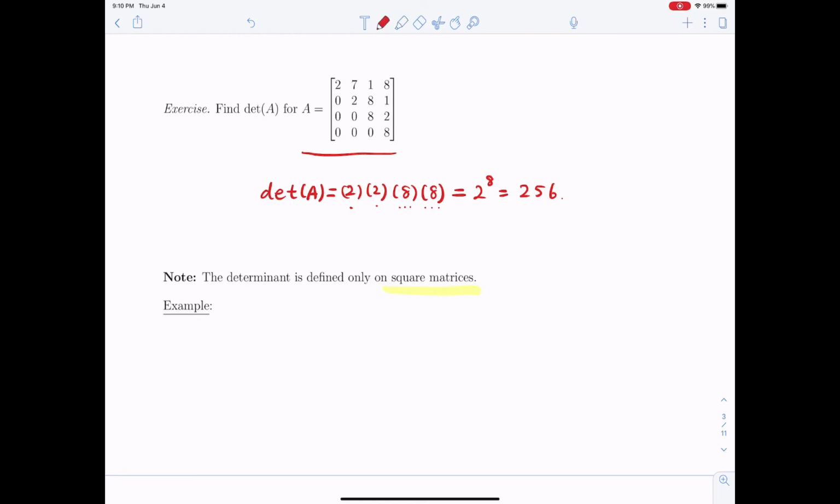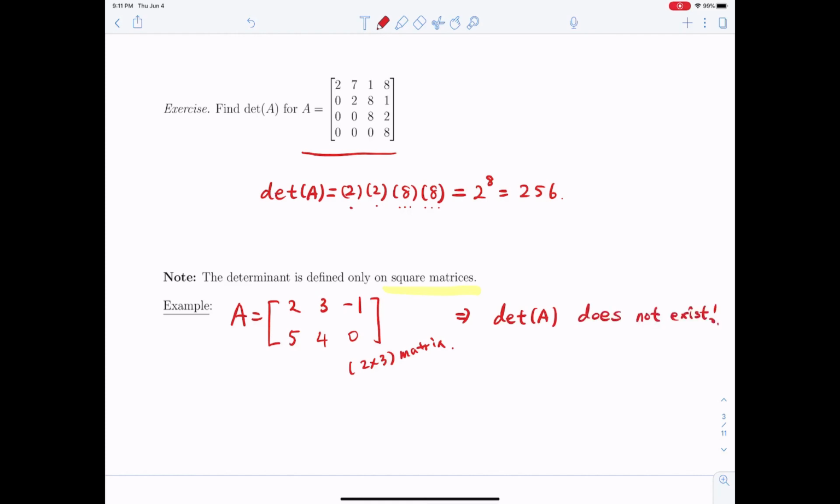I want to note that the determinant is only defined on a square matrix. For example, if A is given by 2, 3, -1, 5, 4, and 0, then this is a 2 by 3 matrix. In this case, because A is not a square matrix, the determinant of A does not exist, or it is not defined on non-square matrices.